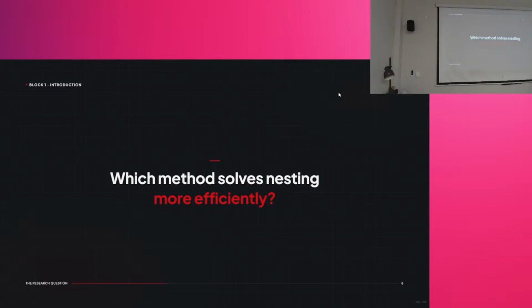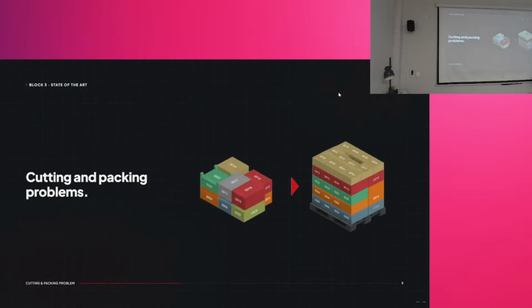From this idea, the main research question appears. If nesting depends on several variables, which method solves nesting more efficiently? This question leads to the comparison between three different methods. Traditionally, nesting has been solved manually. It is also related to cutting and packing problems, where different parts must be placed inside a limited material area while respecting geometry relations. This logic also appears in packaging, logistics, ordering of different types of containers, and industrial production.